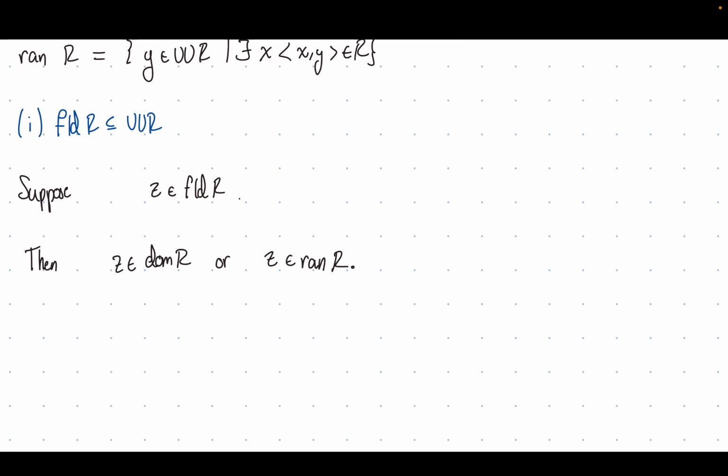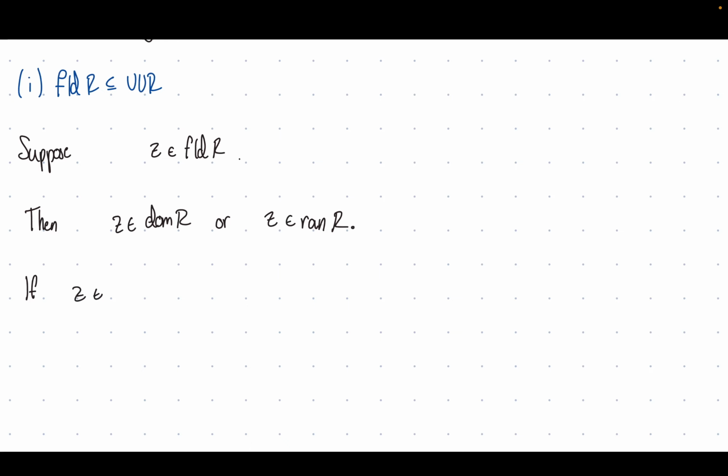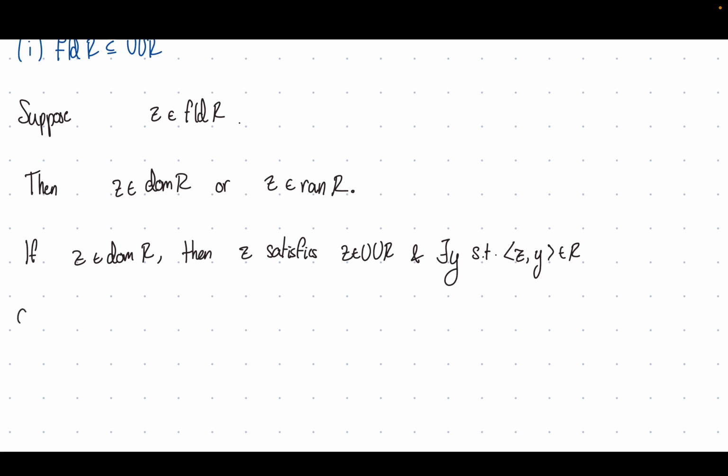Okay. So, if z is in the domain of R, then z satisfies: z is in the union of R, and there exists some y such that (z, y) is in R. And then otherwise, if z is in the range of R, then there exists some x such that (x, z) is in R. And there you have it.